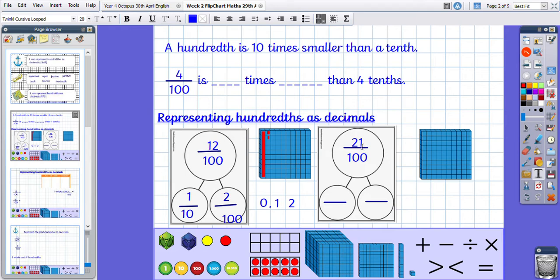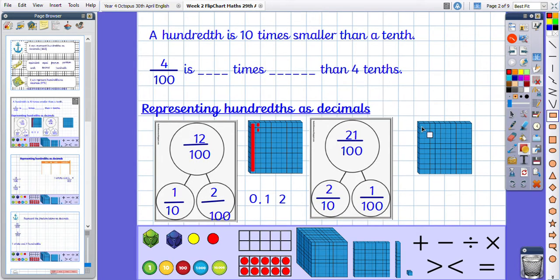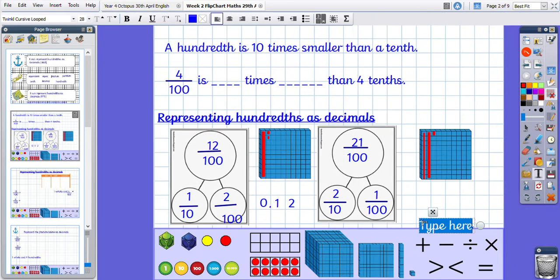Let's try this one then. In your books, 21 hundredths, what would that be as a part whole model? How would we show it on our Deans? And what would it be as a decimal? Pause the video if you need to. So that would be 2 tenths, 1 hundredth. On our Deans, we will be then shading 2 columns and 1 small square, and therefore our decimal is 0.21.